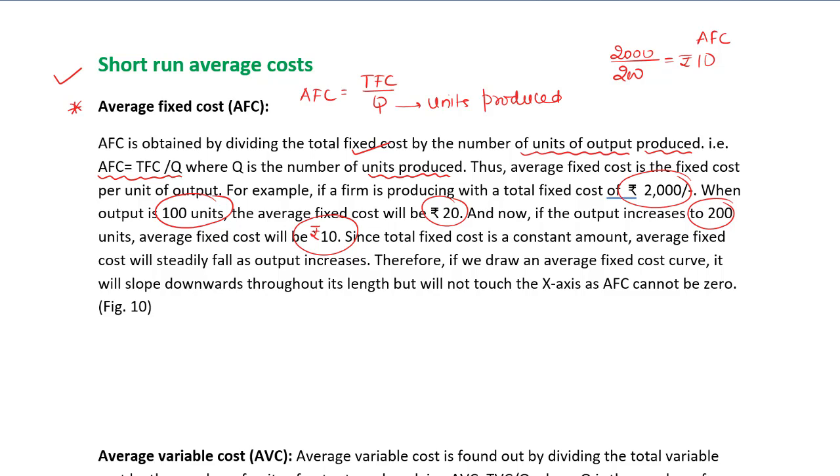I believe you understood. Since total fixed cost is a constant amount, that is 2000, average fixed cost will fall as output increases. Therefore, when we draw an average fixed cost curve, it will slope downwards throughout its length but will not touch the x-axis, as AFC cannot be 0. That means average fixed cost cannot be 0. I believe you understood till here.